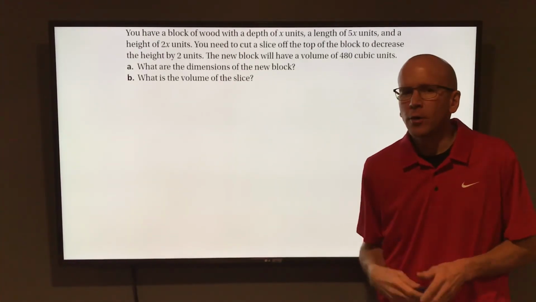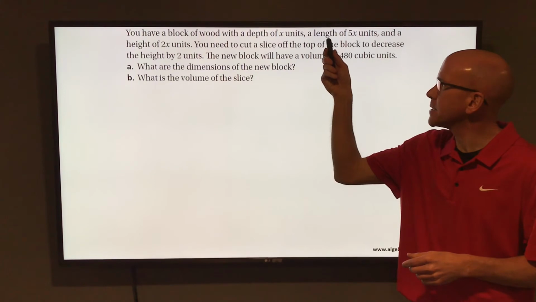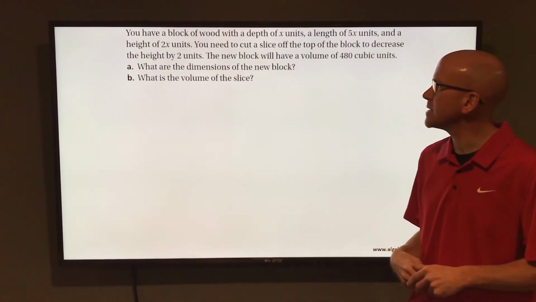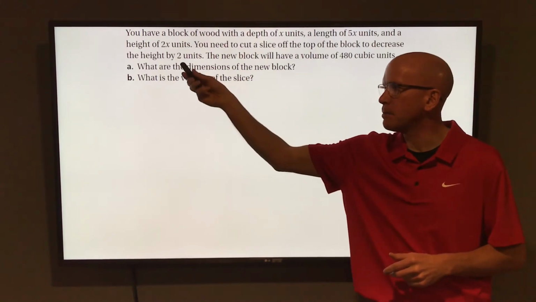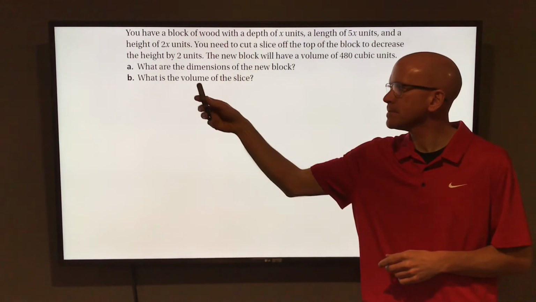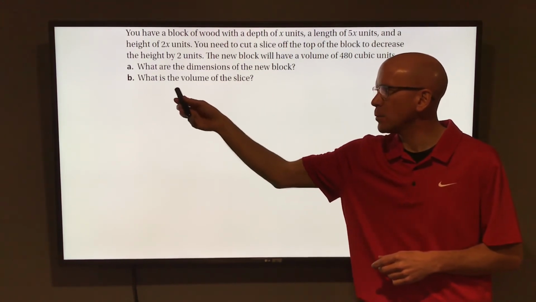You have a block of wood with a depth of x units and a length of 5x units and a height of 2x units. You need to cut a slice off the top of the block to decrease the height by 2 units. The new block will have a volume of 480 cubic units. What are the dimensions of the new block, and what is the volume of the slice?